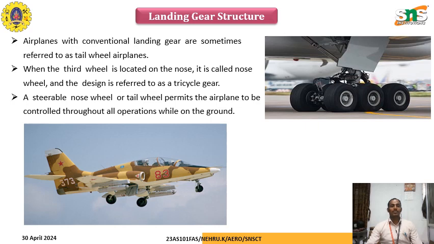A steerable nose wheel or tail wheel permits the airplane to be controlled throughout all operations while on the ground or on the runway. So in the picture, we'll see the landing gear, both retractable and non-retractable. In both pictures, we'll understand the landing gear in the traditional and the tricycle landing gear models.